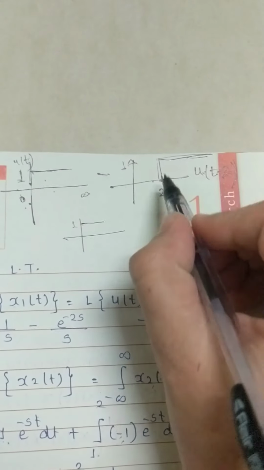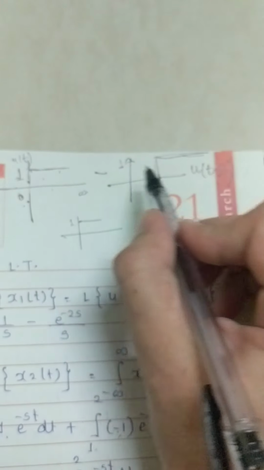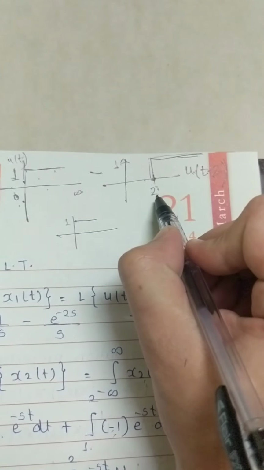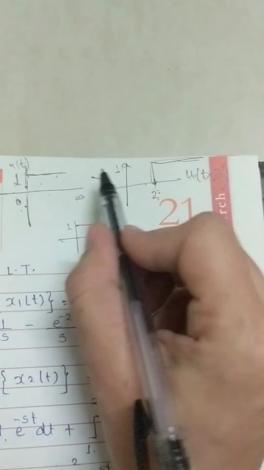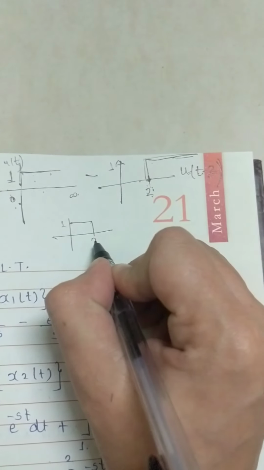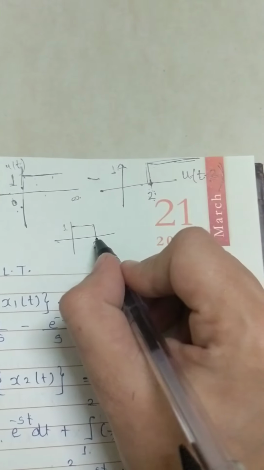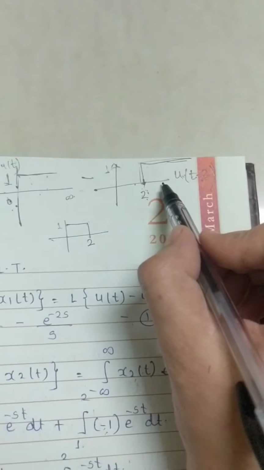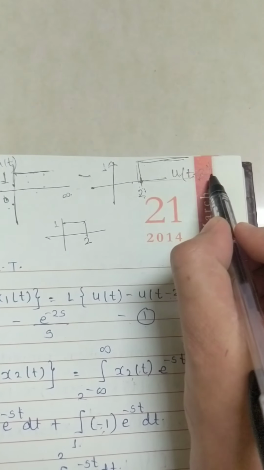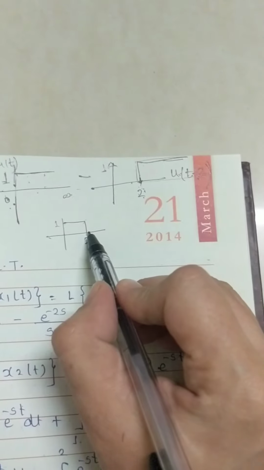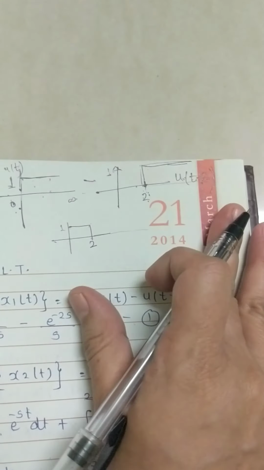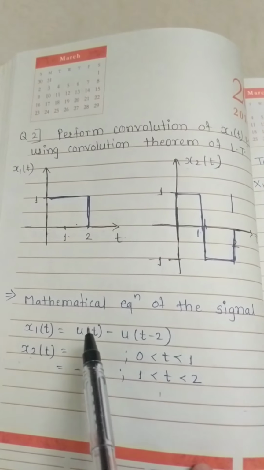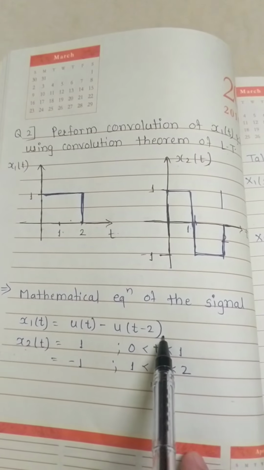But at t equal to 2, the first signal value is 1 minus the second signal value, which is also 1. So 1 minus 1 is 0. So at t equal to 2, your value drops from 1 to 0. Everywhere wherever you have value 1, it is subtracted by that 1, and your result is always 0, 0, 0 up to infinity. So the mathematical expression for this x1 of t is u of t minus u of t minus 2.